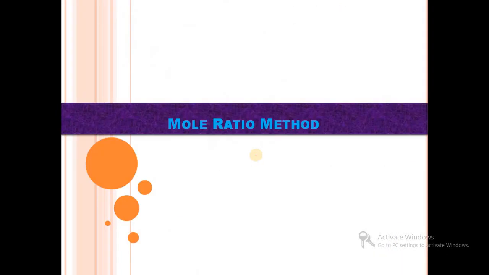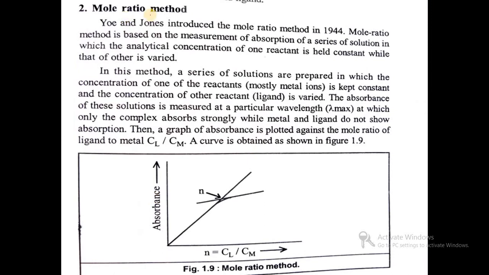Then the second one is the mole ratio method. In an objective question they will ask who discovered the mole ratio method. Yoe and Jones discovered the mole ratio method in the year 1944. The mole ratio method is based on the measurement of absorbance of a series of solutions in which the analytical concentration of one reactant is held constant while the other is varied. So this is the main definition.